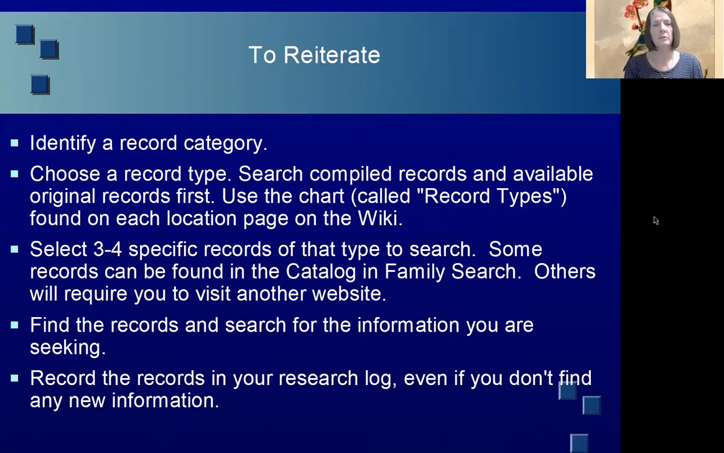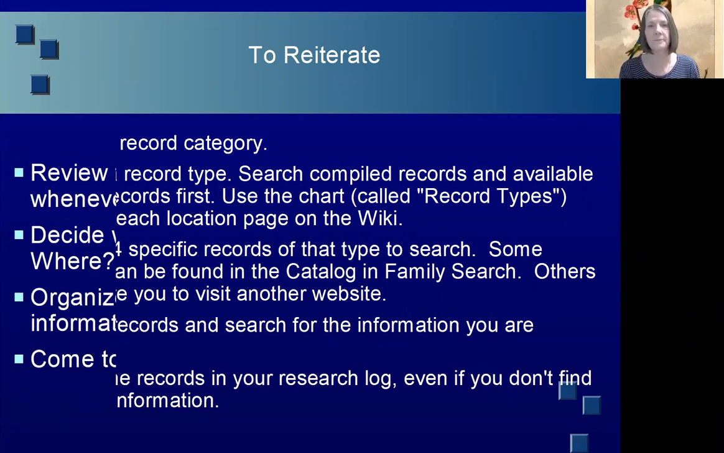So just to reiterate, this is just about searching. You're going to identify a record category. You're going to choose a record type. You're going to select 3 or 4 specific records to search. Then you're going to find the records, search for the information you're seeking, and then record the records in your research log. Even if you didn't find any new information, record the record that you searched so that you know that you searched it and you won't go back to it again. I've done that before, and it's really frustrating when I haven't written something down and realize, oh, I already looked at this. So it's good to write it down.